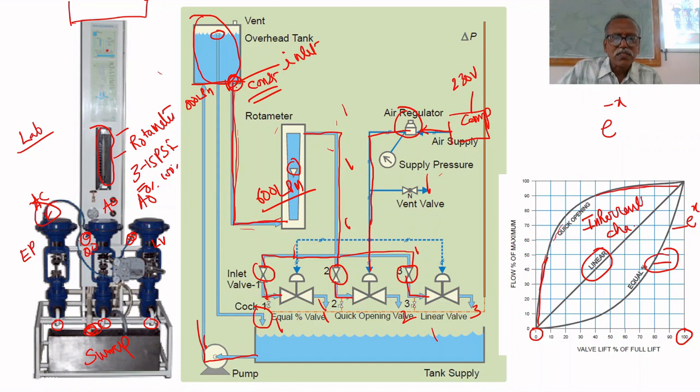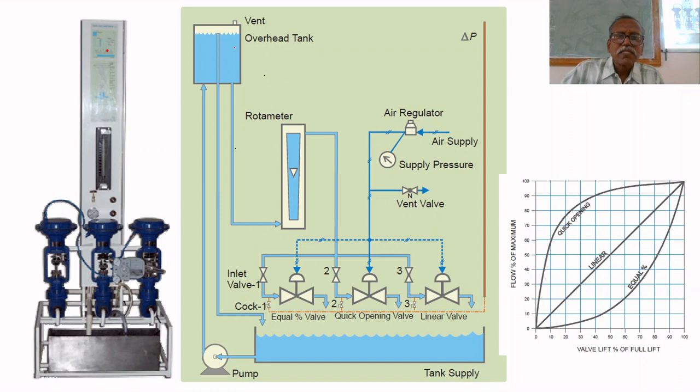So it comes this way. Finally it enters this valve. Let us assume that it enters the quick opening valve. This tank is designed in such a way that the overflow is there so that the tank is always full. So inlet pressure will be constant. This is the point at which the flow rate enters. That is called upstream pressure. The pressure at this point is called upstream pressure.